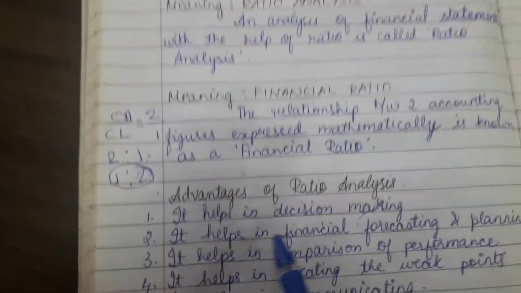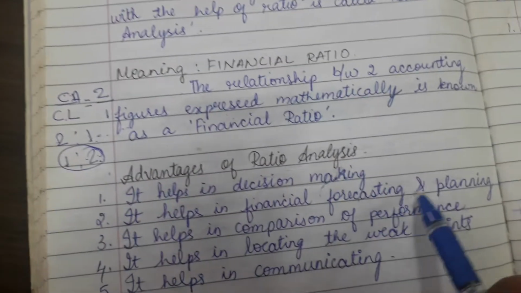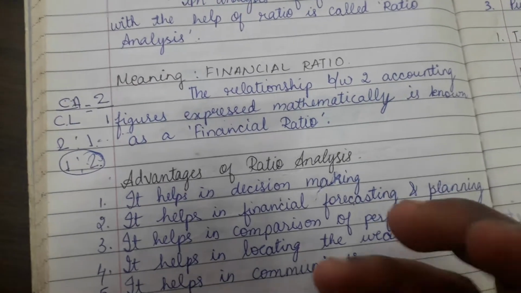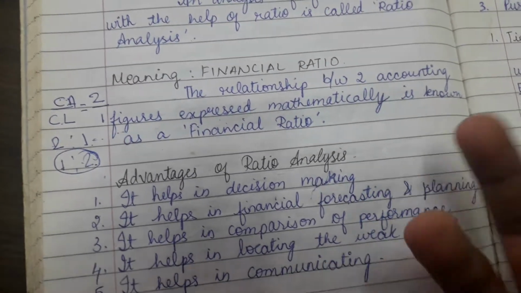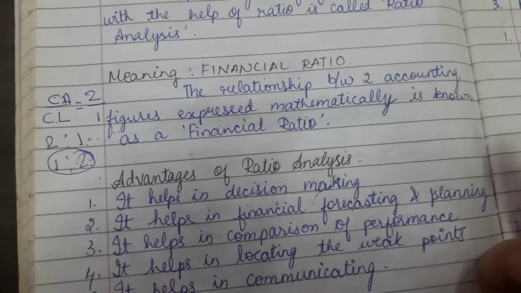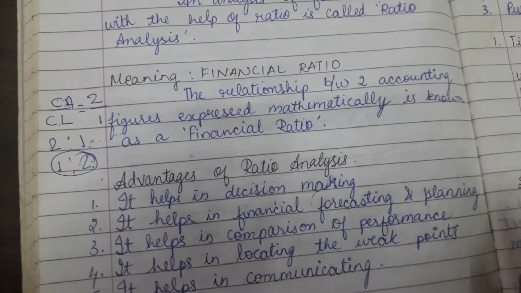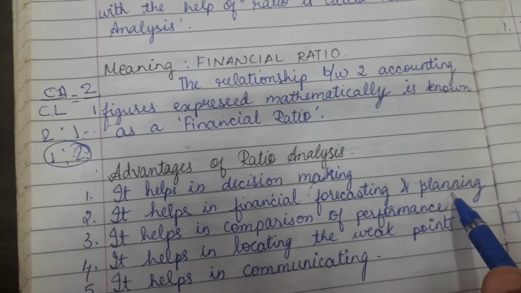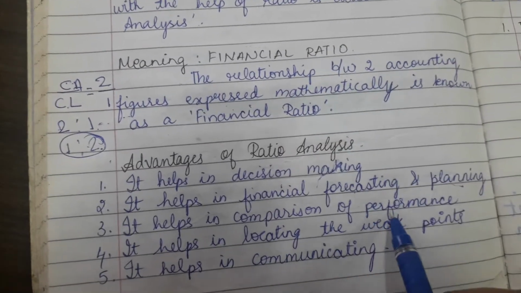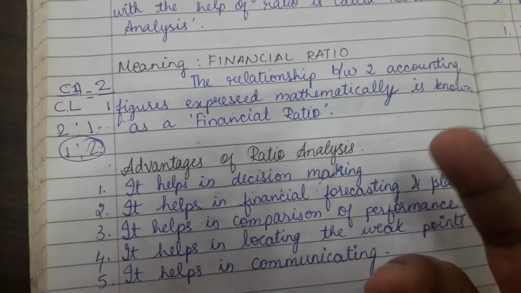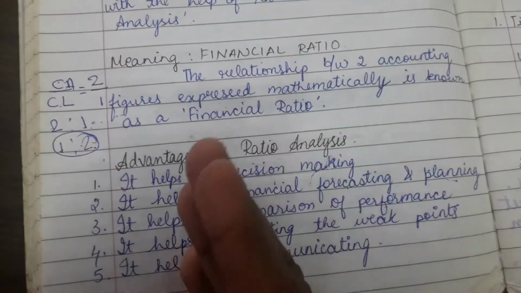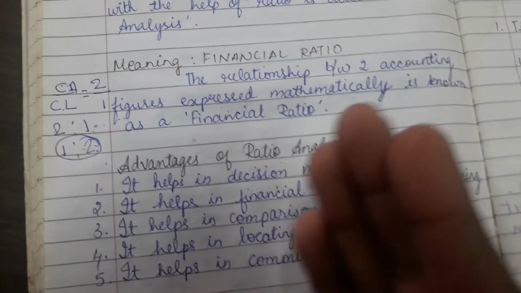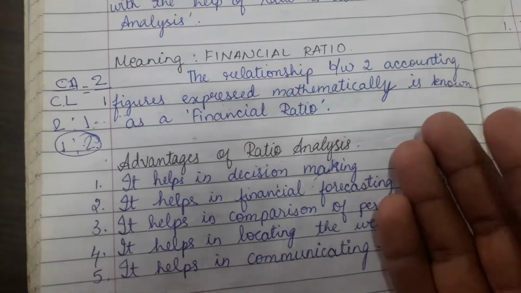It helps in financial forecasting and planning. One way or the other, we can financially forecast what might be my profit and my expenses in future, so I can plan accordingly. It helps in comparison of performance. Comparison in the sense we can compare one ratio to another ratio, or we can compare one year to another year.